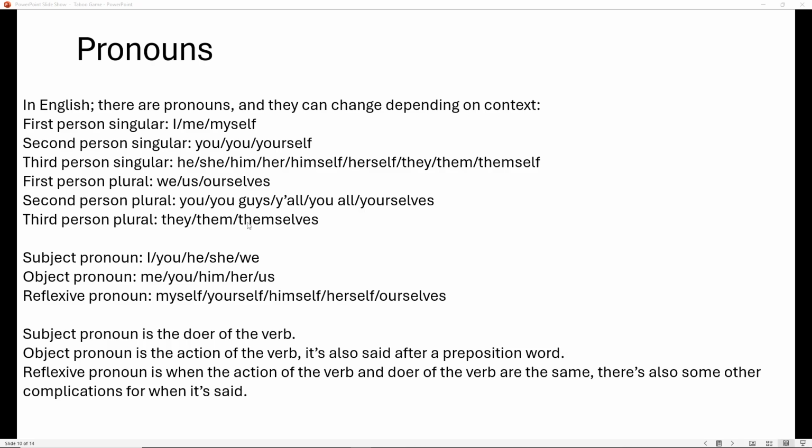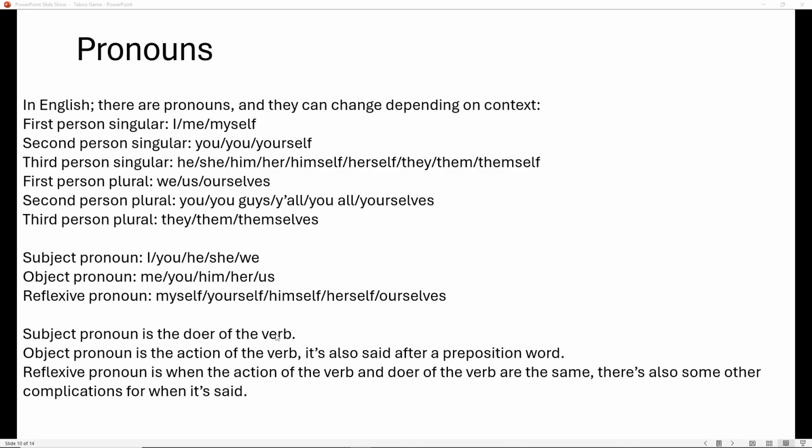Multiple. Now as you can see, we don't quite have a proper word for second person plural. We just usually say it like you guys or y'all or you all. Yourselves, I'll explain what these mean as well. Like this: subject pronoun, object pronoun, reflexive pronoun. So as you can see, I, you, he, she, we, that's the subject pronoun. Me, you, him, her, us, object pronoun. Reflexive pronoun, myself, yourself, herself, ourselves. So subject pronoun is the doer of the verb. Object pronoun is the receiver of the action of the verb. It's also said after a preposition word. There's also some other rules and exceptions and complications.